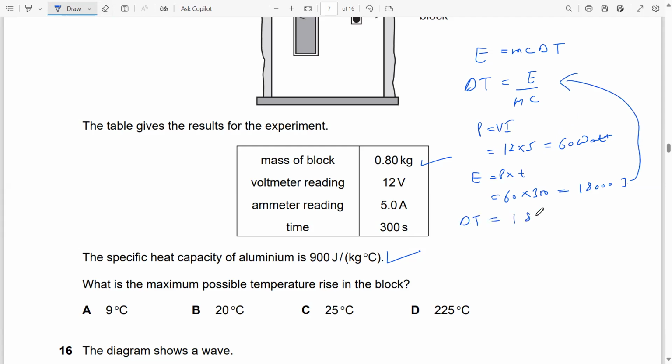Delta T will be 18,000 divided by mass, that is 0.80, and specific heat capacity 900. So on solving, you will get delta T is equal to 25 degrees Celsius. So option C is the correct one.